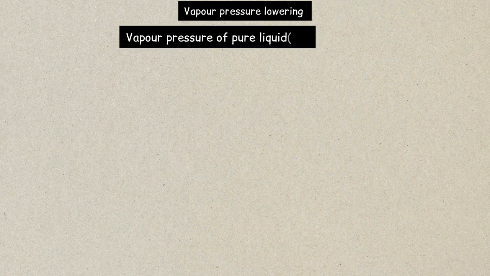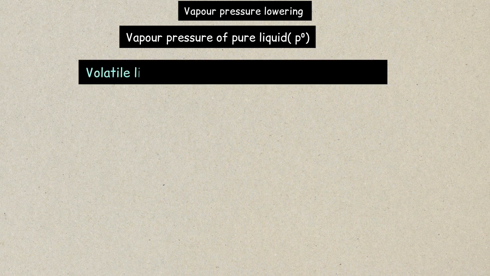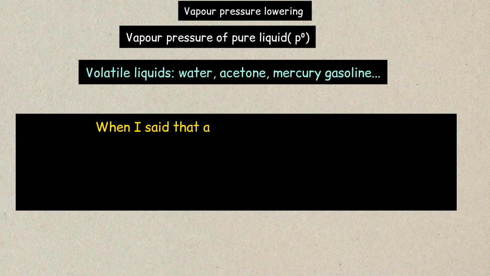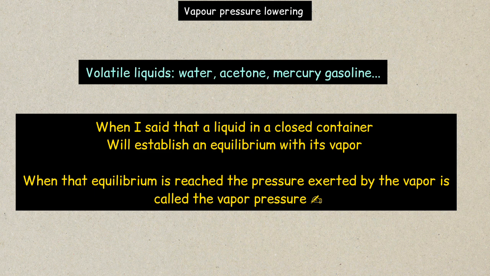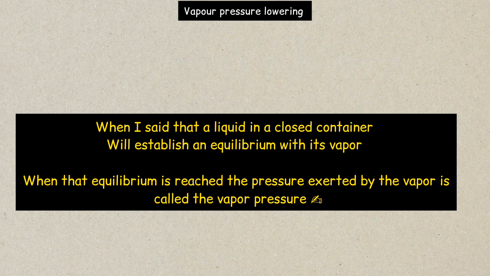The next section is discussing lowering of vapor pressure. The vapor pressure of a pure liquid is what we have to consider first, which I have explained already. And we need to know something we call volatile liquids. What are volatile liquids? Examples of some volatile liquids are water, acetone, and the rest. I told you that a liquid in a closed container will establish an equilibrium with its vapor, right? And when that equilibrium is reached, the pressure exerted by that vapor is what we call the vapor pressure. Do not forget that.